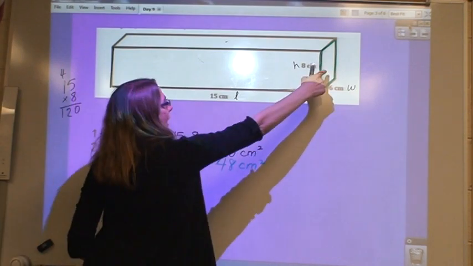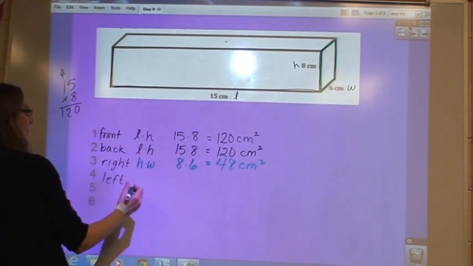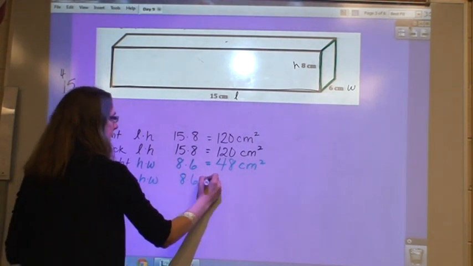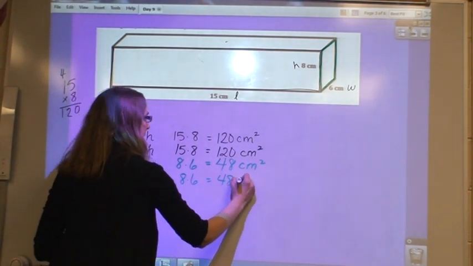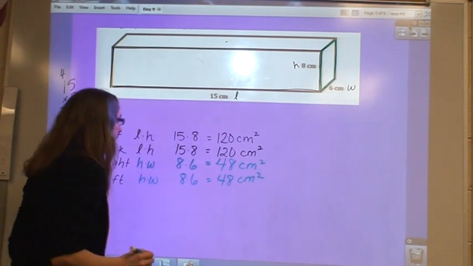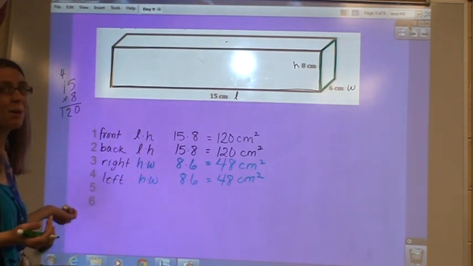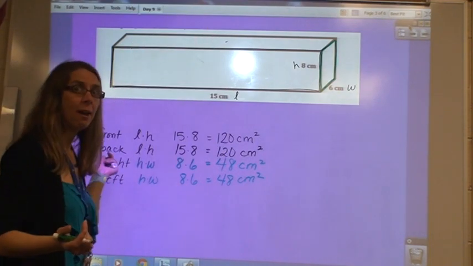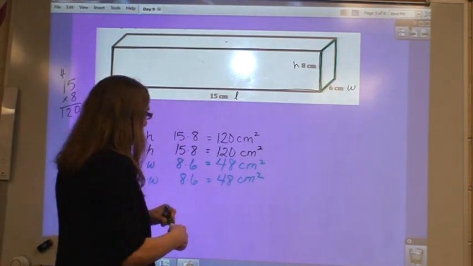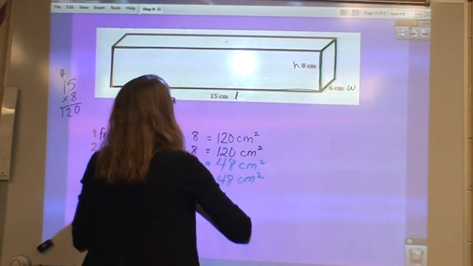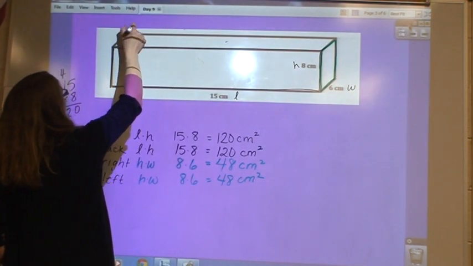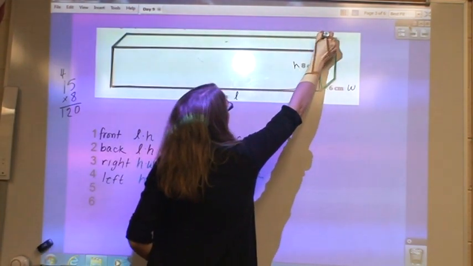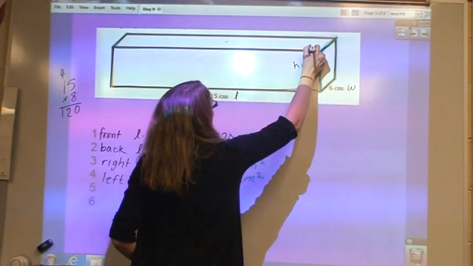Now I know that even though that was the right side, the left side is going to be exactly the same. So the height times width is going to be 8 times 6, and that's 48 square centimeters. Now you've got to think about what you have left. So I took the front and the back, I have the left and the right. What else do I have? The top and the side. So I'm going to go ahead and use this blue for my top. Top and bottom. I said top and side, I didn't mean that. There's the top.